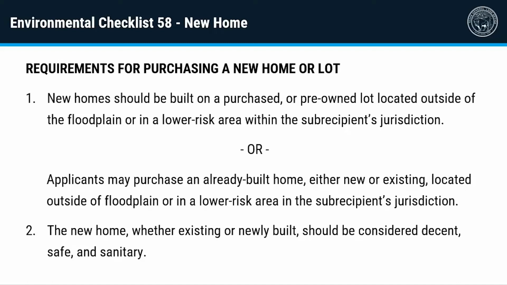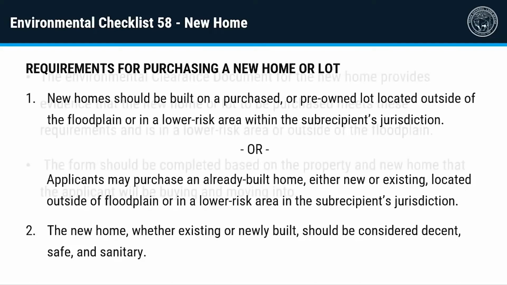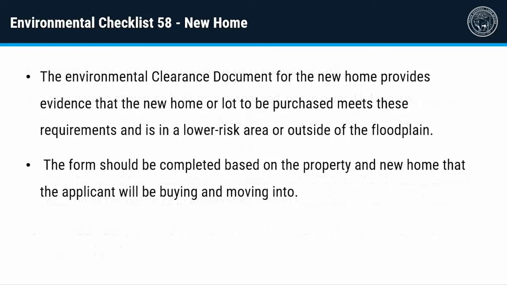The second requirement is that the new home, whether existing or newly built, should be considered decent, safe, and sanitary. The environmental clearance document for the new home provides evidence that the new home or lot to be purchased meets these requirements and is in a lower risk area or outside of the floodplain. The form should be completed accordingly based on the property and new home that the applicant will be buying and moving into.